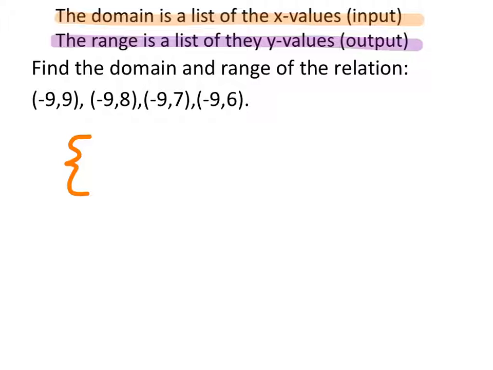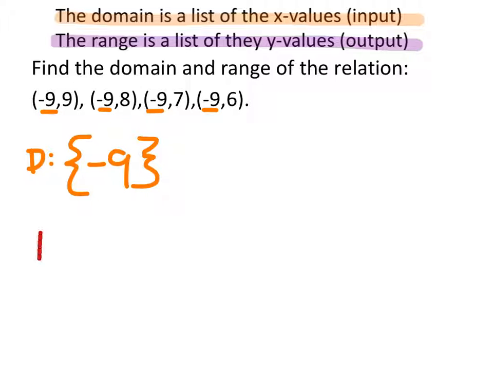So the domain is all the x values. I see I've got a -9 there. I've got a -9 here, here, and here as well. So I don't need to list all of them. I only need to list it once. The domain is -9.